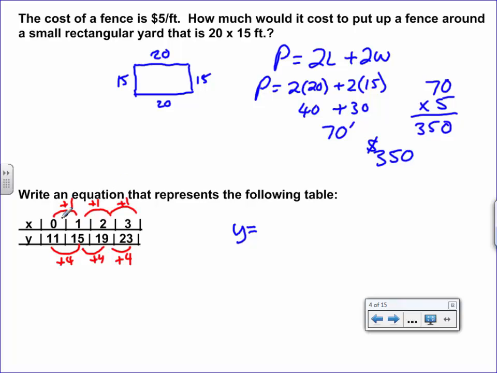Looking at this, even when x is 0, y is already starting at 11, so we'll put down 11. Plus, because it's increasing, for every change of 1 in x, it's going to go up 4 in y, or 4 times x, which we write as 4x. So that would be an equation representation of that pattern. All right, that's it for this section.